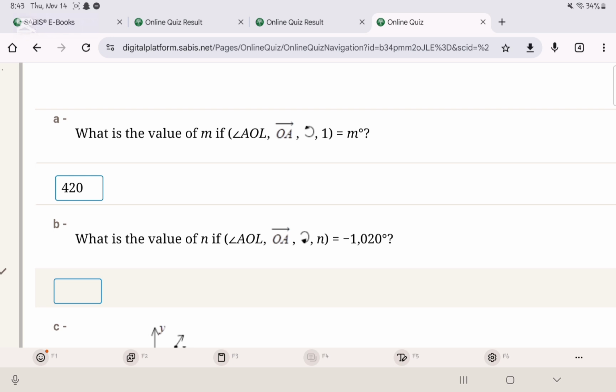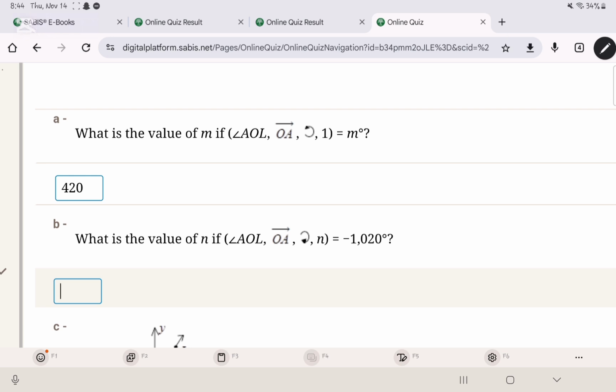Now we move on to part B, which I personally believe is wrong. If you can, double check with your teachers. But personally, I see this as a wrong question because the way they put the answer is wrong; the way we solve it, you will get a different answer. Now, what is the value of N if angle AOL with respect to the ray OA does a clockwise rotation? We need to find N, and we know the angle is minus 1020 degrees.